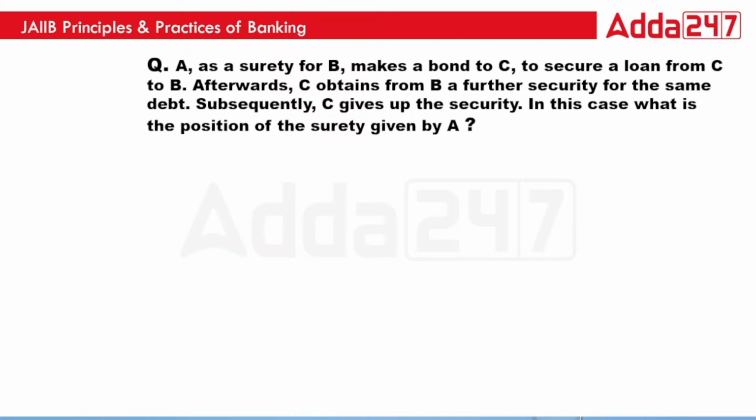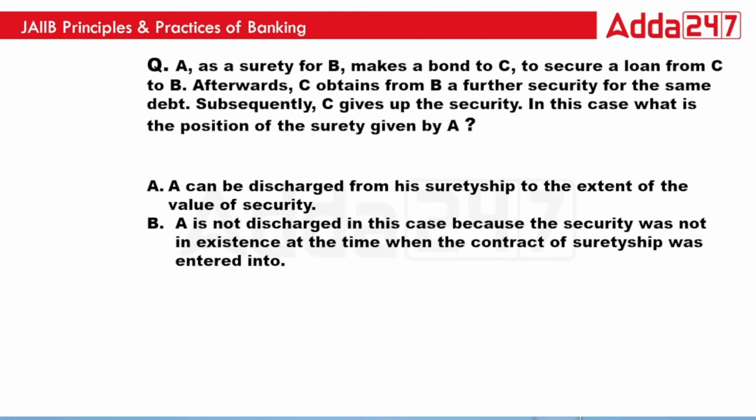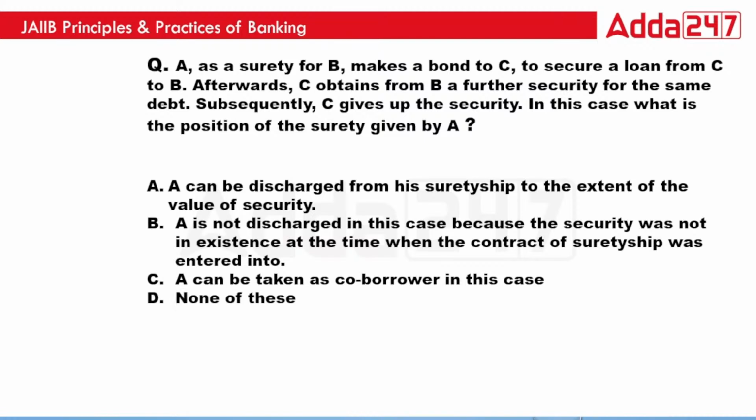A as surety for B makes a bond to C to secure a loan from C to B. Afterwards, C obtains from B a further security for the same debt. Subsequently, C gives up the security. In this case, what is the position of the surety given by A? A can be discharged from his suretyship to the extent of value of security. A is not discharged in this case because the security was not in existence at the time when contract of suretyship was entered into. A can be taken as co-borrower in this case. None of these.